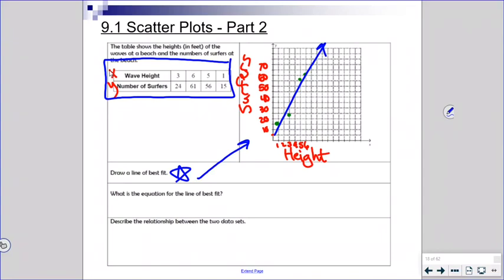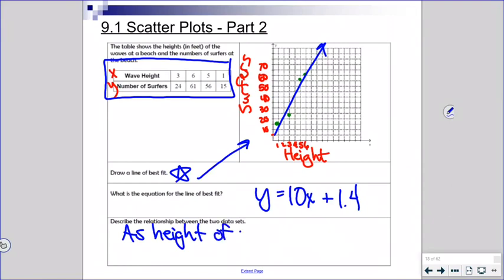All right, this is what I got. Rounding, of course. y equals 10x plus 1.4. And I have to describe the relationship between the two data sets. Well, as the height of waves increases, the number of surfers increases.